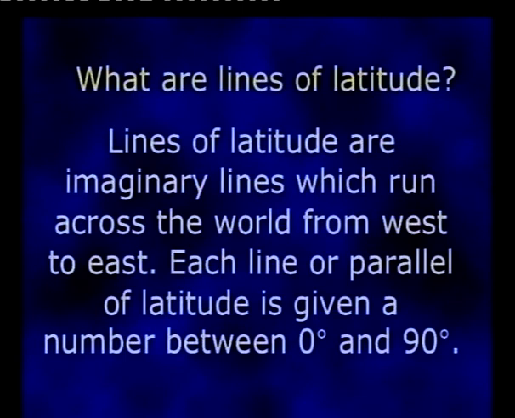They run across. Each line or parallel of latitude is given a number between 0 degrees and 90 degrees. Receiving students, you can just get the main points. Each line or parallel of latitude is given a number between 0 degrees and 90 degrees.